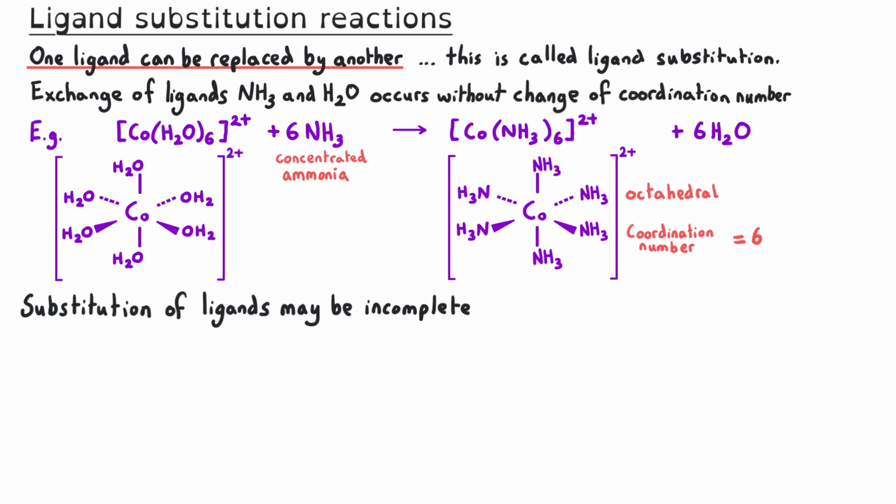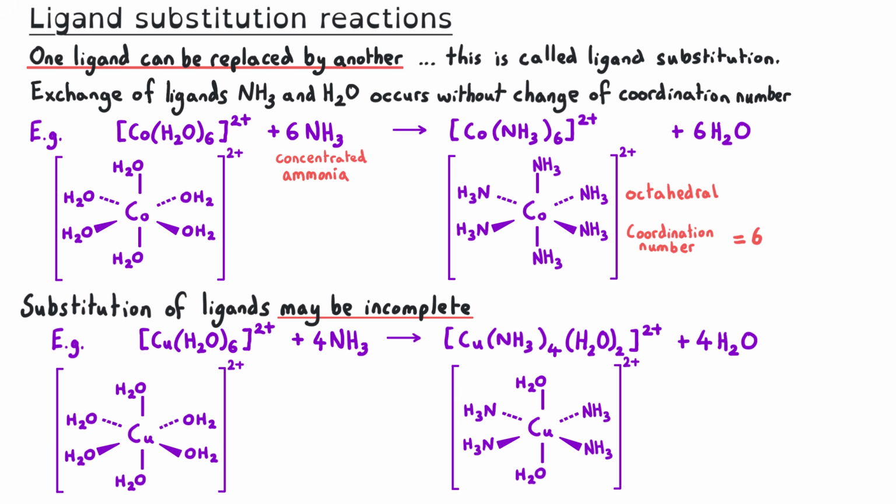Sometimes the substitution of ligands may be incomplete, and the example of this that you need to know is when hexa-aqua-copper is reacted with an excess of ammonia. On this occasion, only 4 water ligands are replaced with 4 ammonia ligands. And so the equation looks like this, with the complex being reacted with 4 ammonia molecules, and we end up producing this new complex and 4 substituted water ligands.